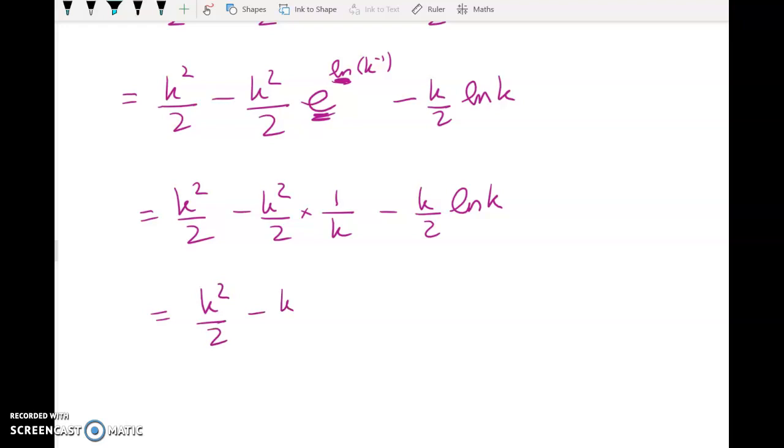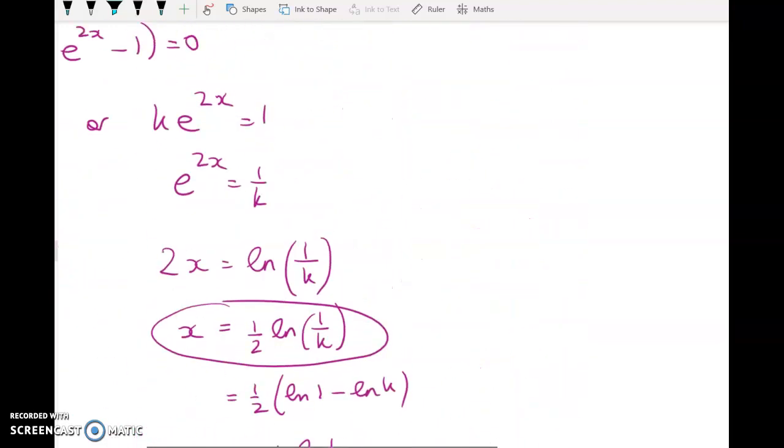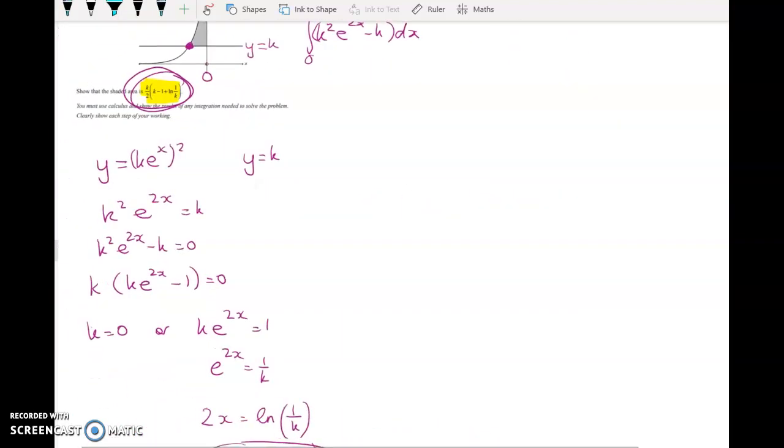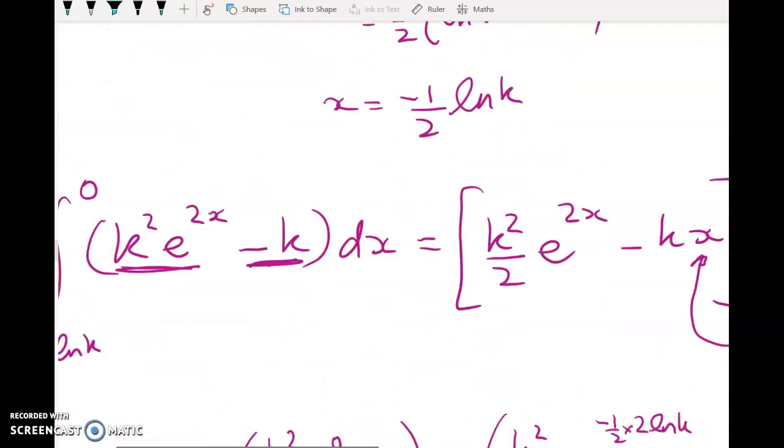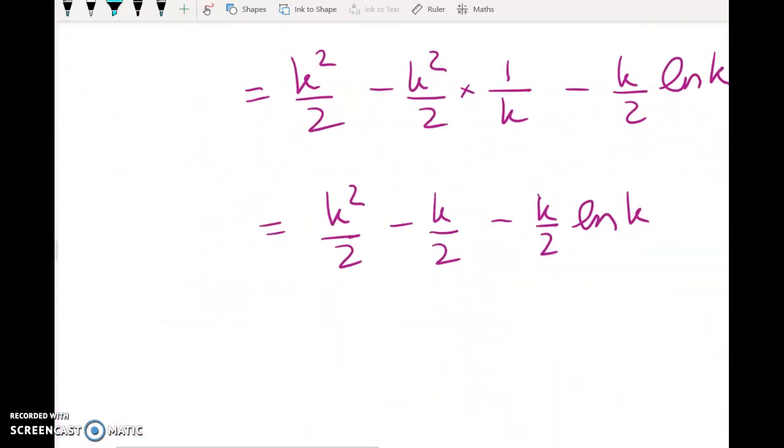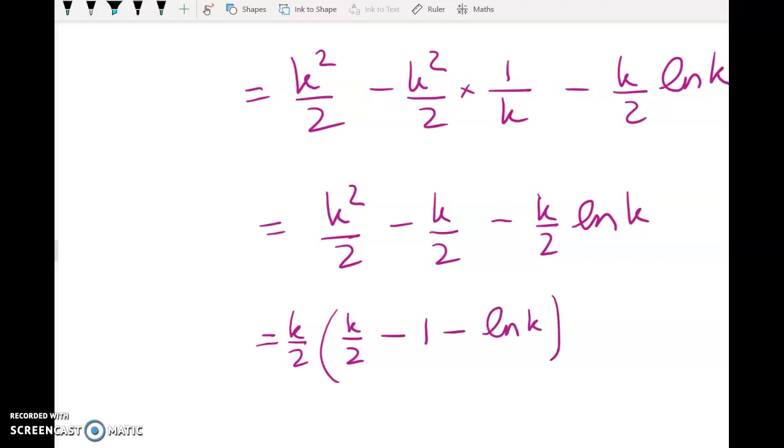I can feel some of you groaning at how slowly I'm doing this, but it's a show that question, right? So we are showing what we're doing. And now it's probably about time that I went back up and had a look at where I'm trying to get to, because I'm almost there. It's actually easier when you've got the exam paper in front of you. We're trying to get to this. We've got a k over 2 factor out the front and then a bunch of stuff: k minus 1 plus the log of 1 over k. So we can definitely see the k over 2 factor coming. K over 2, yes, minus 1, minus the log of k.